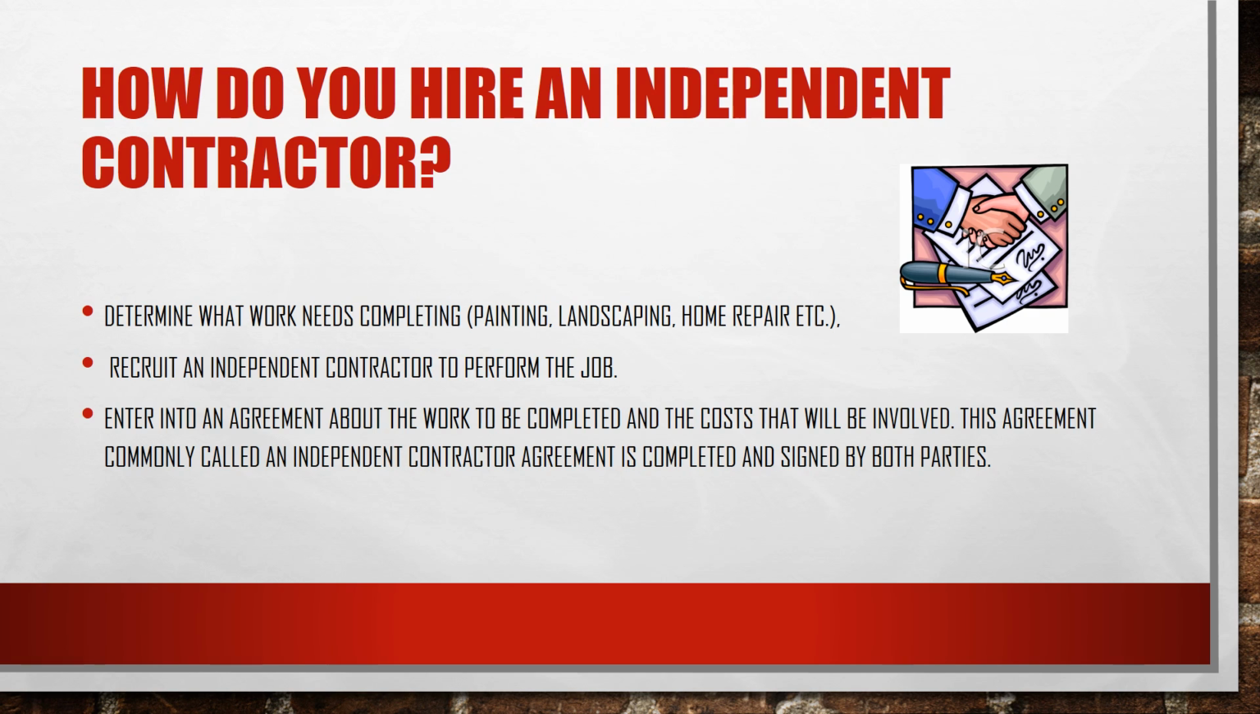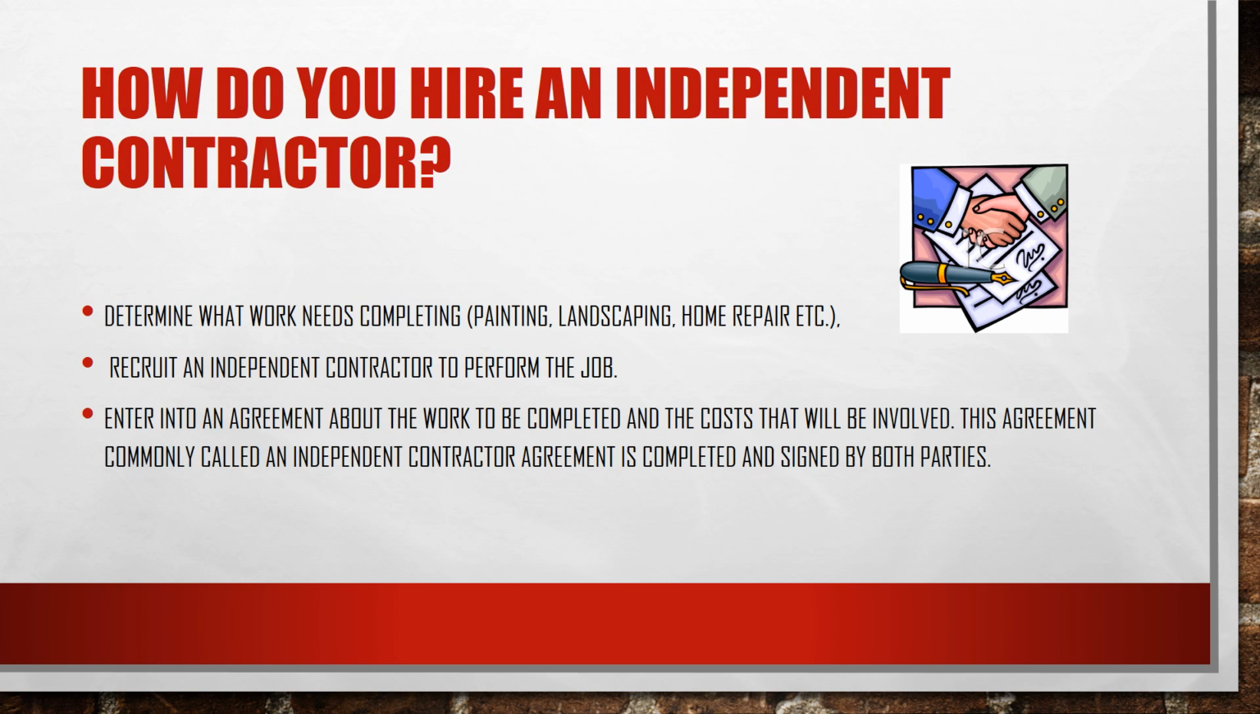Then lastly, you need to enter into an agreement, a written agreement about the work to be completed and the cost that will be involved. This agreement is commonly called an independent contractor agreement, and all the details are filled in there, and then it's signed by both parties. It's very important to have a written agreement signed by both parties. That way you are better able to protect yourself since everything's in writing.